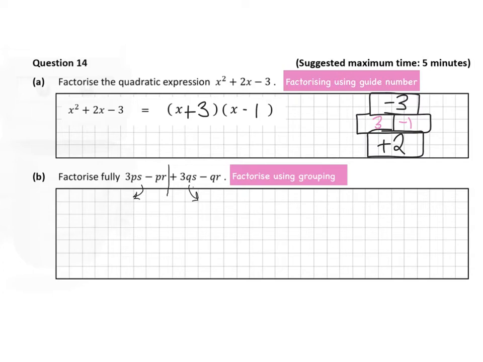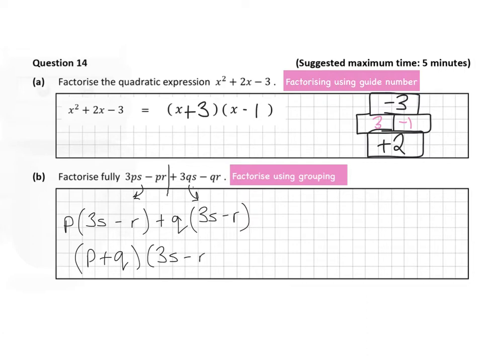So the way that's going to work is we're going to say, well, what is common to 3ps minus pr, which is p. Okay, so in our bracket then we've got 3s, because we divide across by p, minus r. Now over here then, what's common is a q, and again we're left with 3s minus r when we factor out the q. So that's going to be a plus q, and we put them together, we say p plus q and 3s minus r.